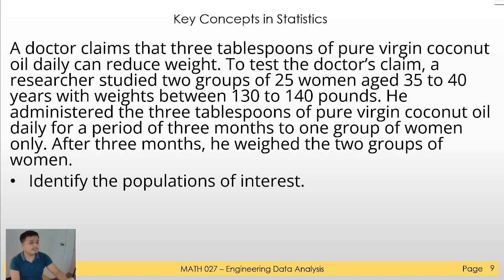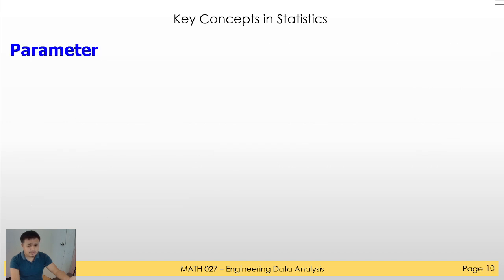Now, if you're asked also, what is the sample of this research? Instead of getting everyone to participate here, only 25 women will participate. So instead of everyone in the world, on Earth, we will only study 25 women. So that is a sample, only a portion of the population.